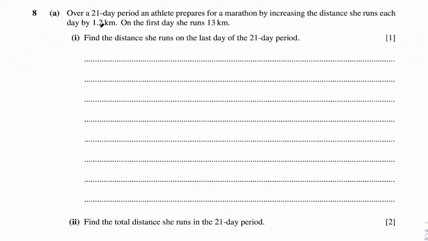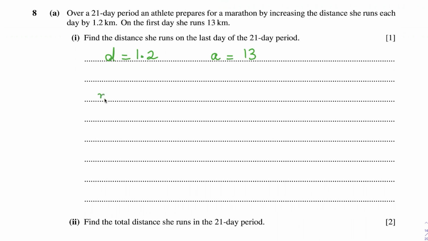In question A, we have an athlete that prepares to run for a marathon by increasing the distance she runs each day by 1.2 kilometers. So we know that as the distances are increasing equally, it is an arithmetic progression and the common difference is 1.2. On the first day, she runs 13 kilometers, which means that the value of A is 13. We have to find the distance she runs on the last day of the 21-day period.